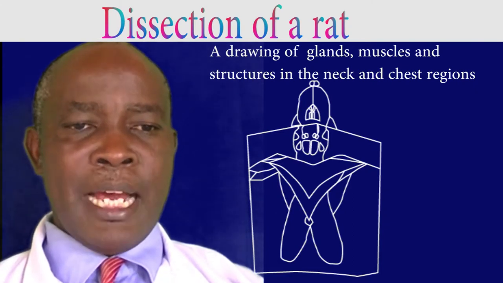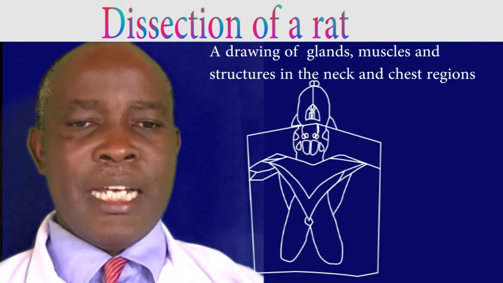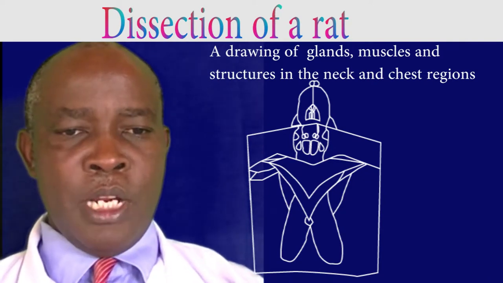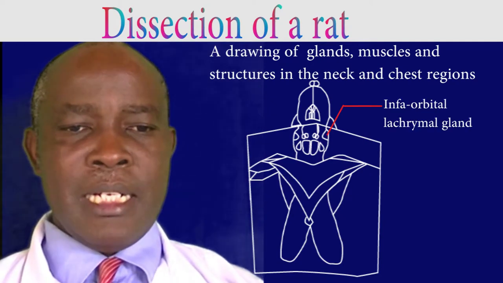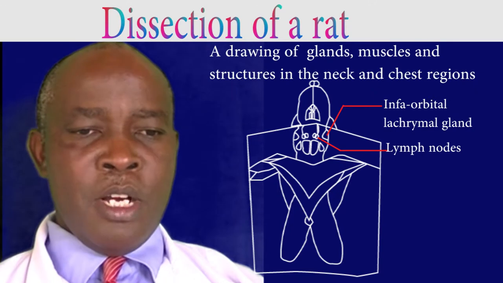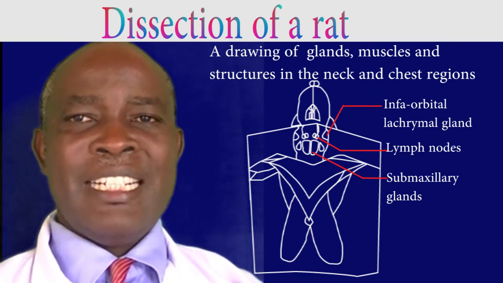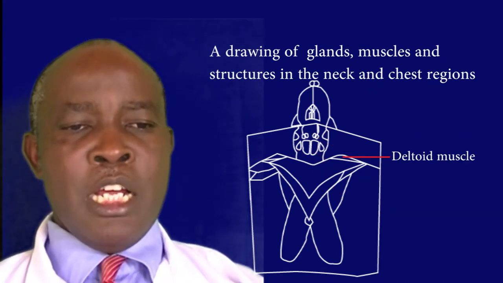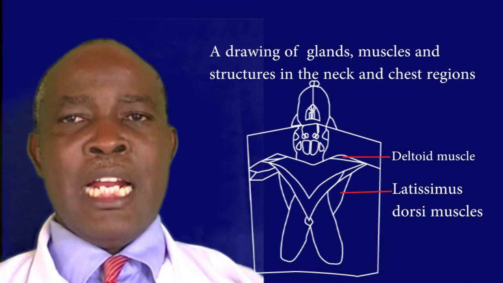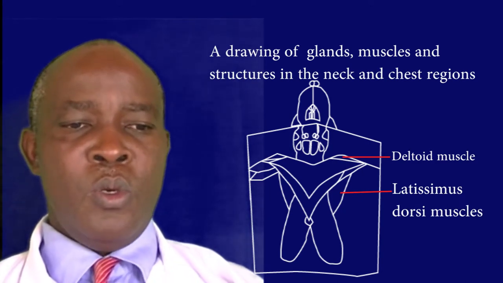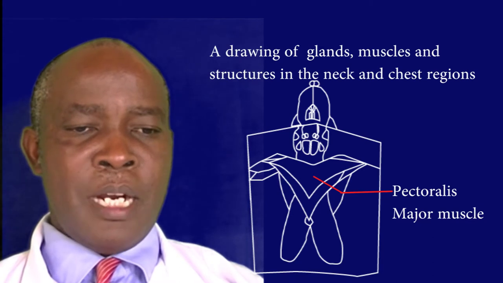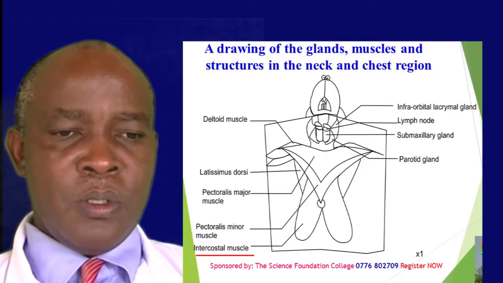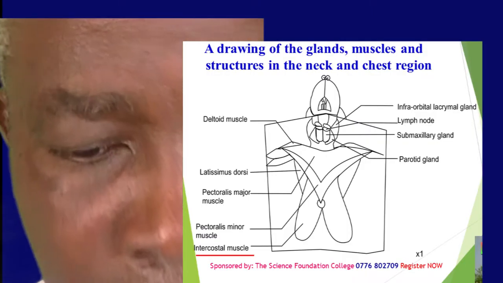A drawing of glands and muscles in the neck and chest region. We label infraorbital lacrimal glands, lymph nodes, submaxillary glands, parotid gland, deltoid muscle, latissimus dorsi muscle, pectoralis major muscle, pectoralis minor muscle, intercostal muscles.